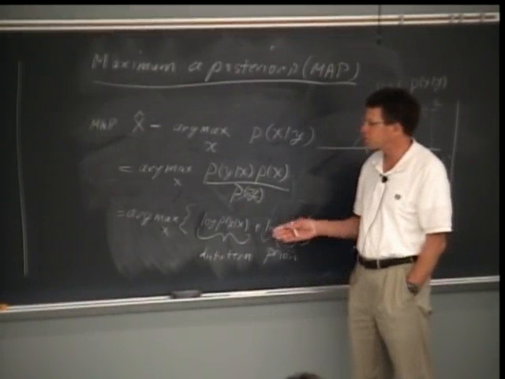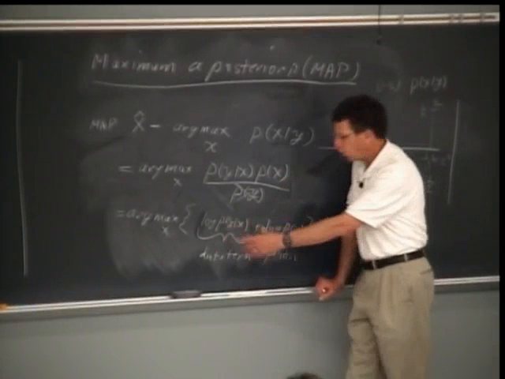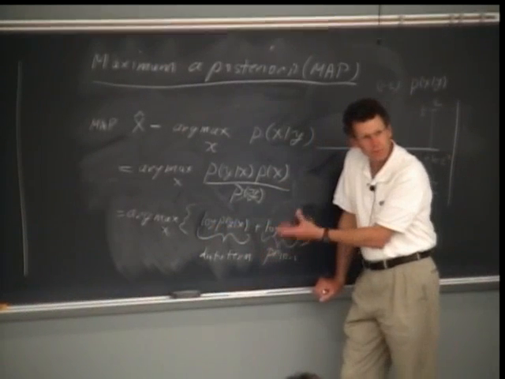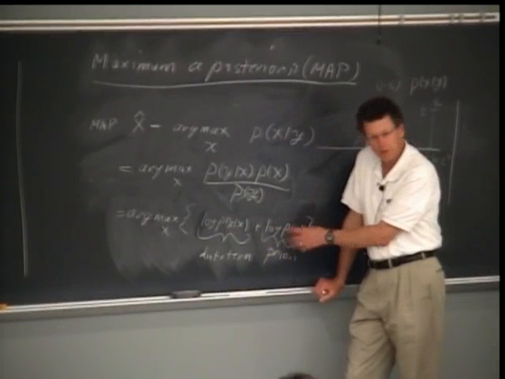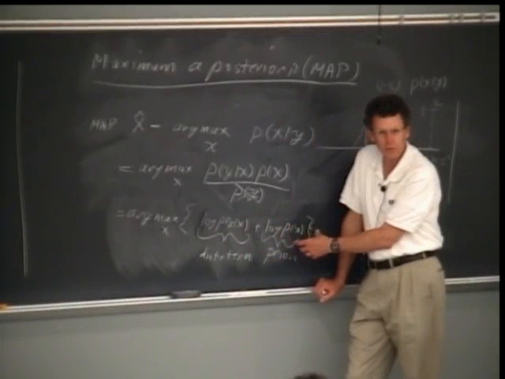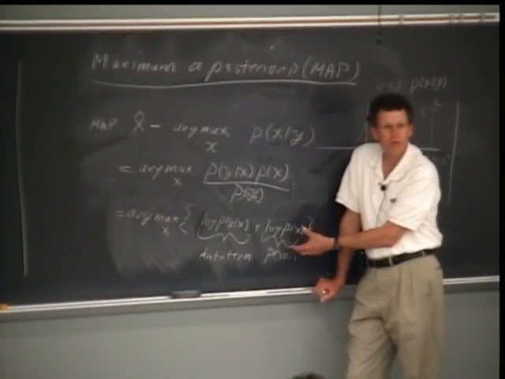So the difference between the maximum likelihood estimate and the MAP estimate is I have two terms. One says I should fit the data. I should pick x that makes the observations probable. But the other one says I should pick the x which also fits my model or my assumptions about what the distribution of x is.